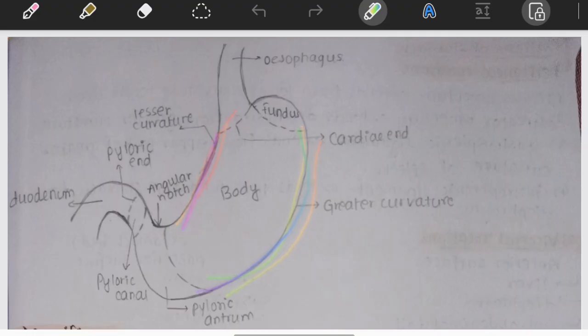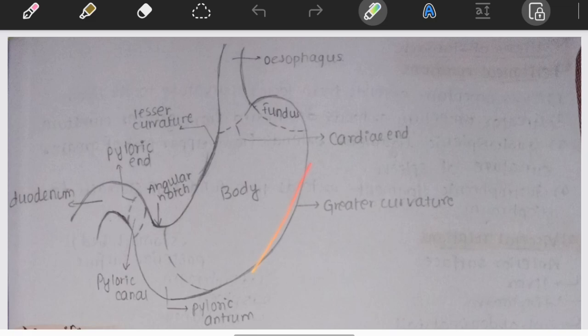But why is it important? Because the lesser omentum attaches here, and there's another high yield point, that the most dependent part of the lesser curvature is marked by a notch called the angular notch. Here is the angular notch. It is simply a notch along the lesser curvature.